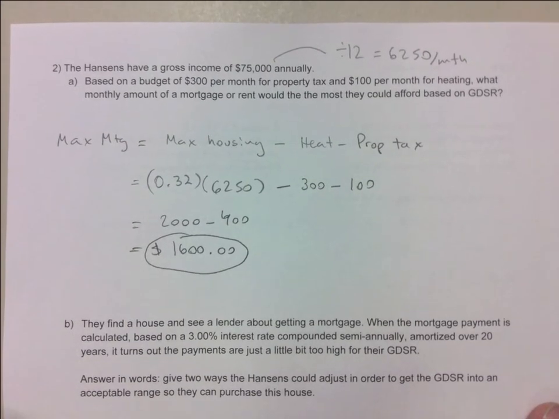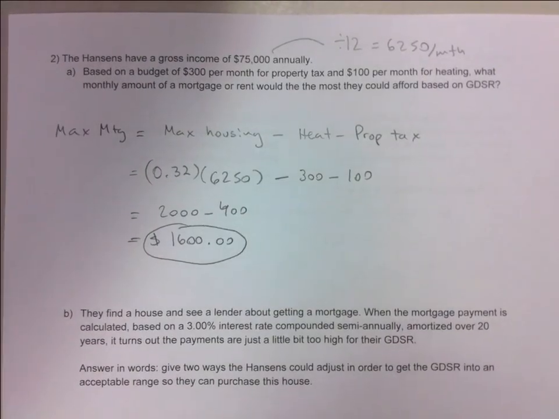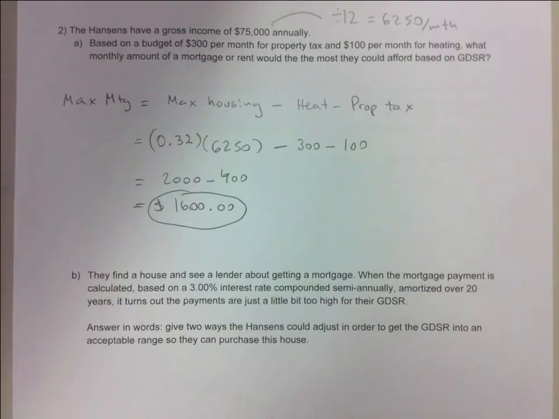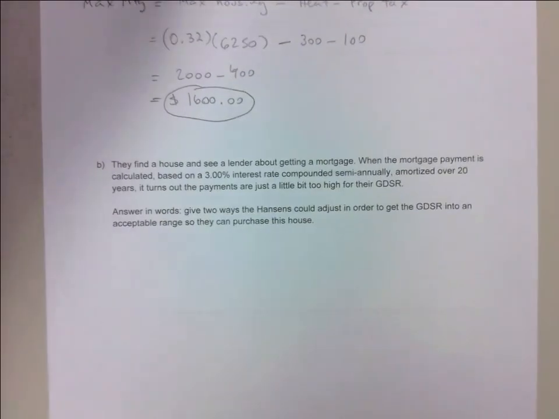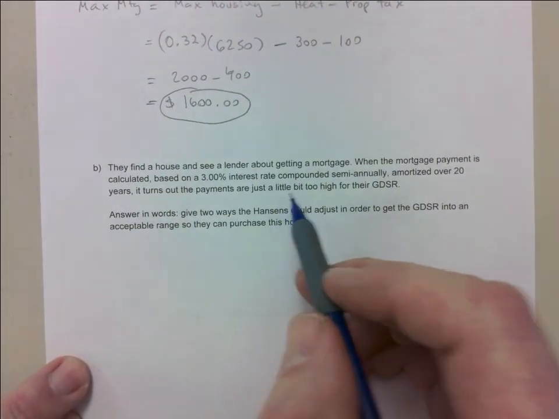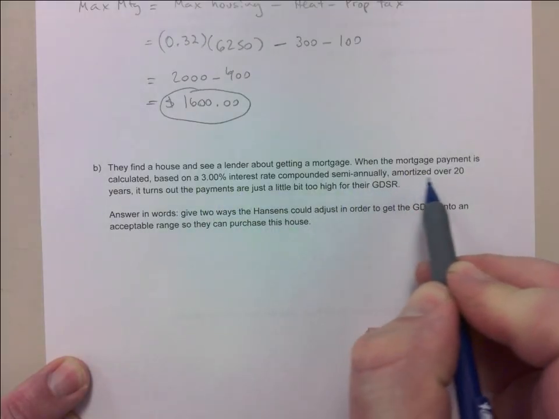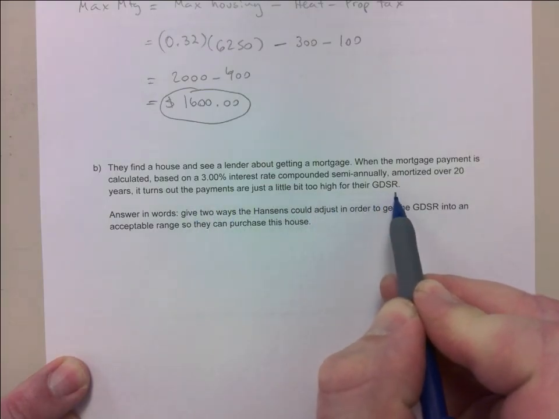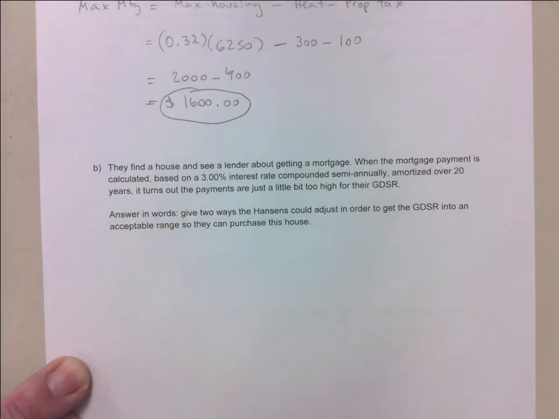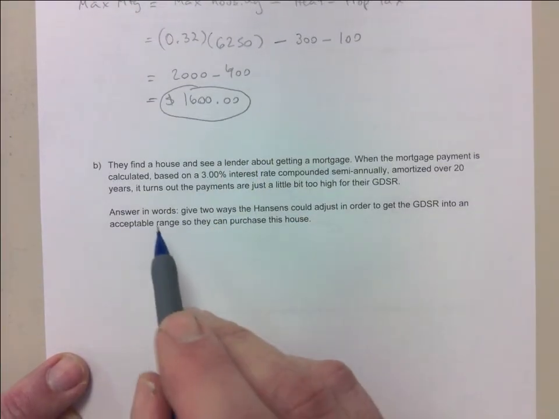GDSR is a real thing. It's happening. Like, I'm thinking of redoing my mortgage. They do that. Like, the banks actually calculate your GDSR. Okay. B. They find a house when the mortgage payment is calculated based on a 3% interest rate, amortized over 20 years. It turns out that the payment is a little bit too high for their GDSR, meaning when they calculate the monthly payment, it'll be more than $1,600. That's a problem. Okay. Answer in words.